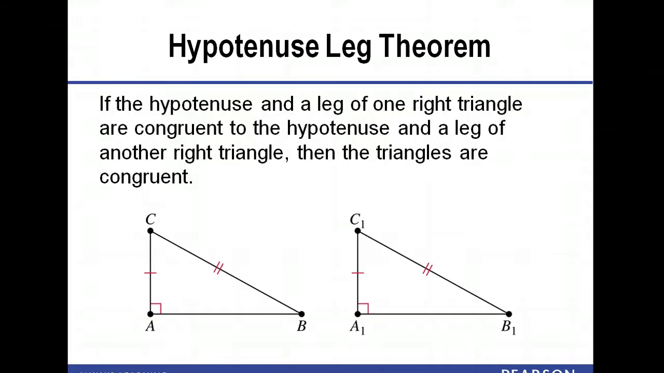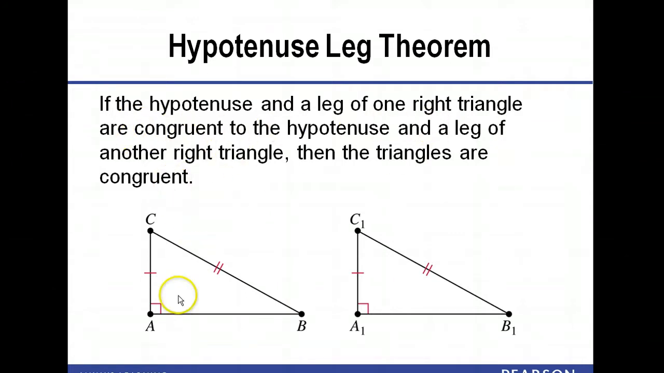So we're going to start out with the theorem called the Hypotenuse Leg Theorem. In this theorem, if we know a few pieces of information when we're working with a couple of right triangles, we'll be able to say that they're congruent. So if we have the hypotenuse and a leg of one right triangle congruent to the hypotenuse and leg of another right triangle, then the triangles are congruent.